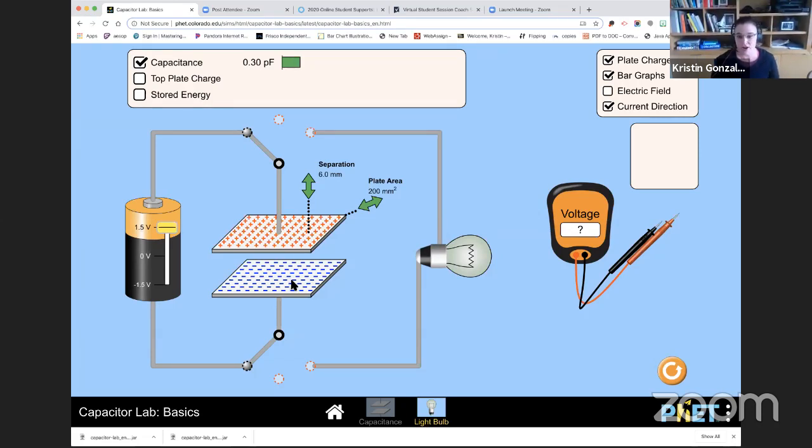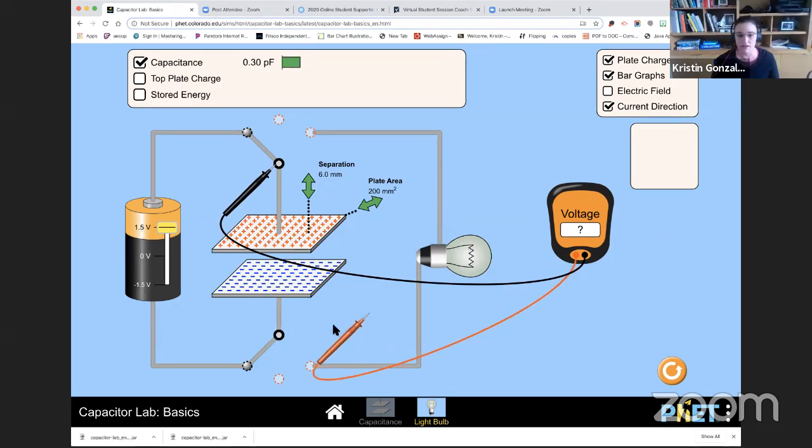Once this is fully charged, I also have a light bulb here. Let's look at, when this is fully charged, what will the potential difference across that capacitor be? If we connect it up, we can see that it's 1.5 volts. Negative just because I have those terminals flipped, but it is the same potential difference that the battery has.